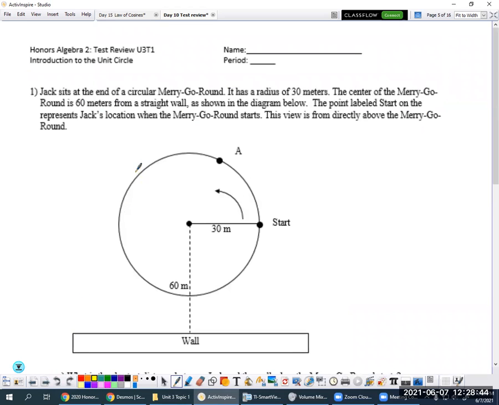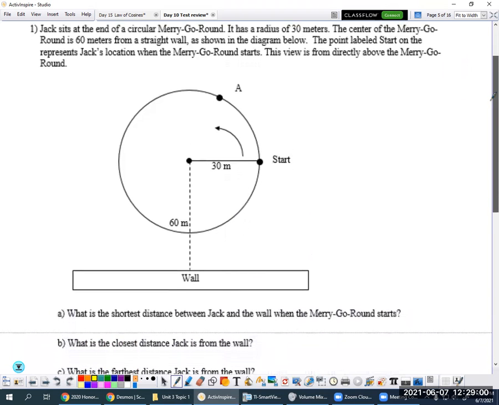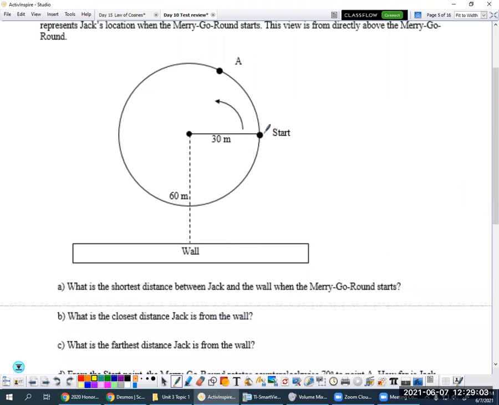Okay, so take a moment, pause the video, and read and try this problem about Jack and the merry-go-round. Okay, you should have paused the video and worked on it on your own. And the first question is, what is the shortest distance between Jack and the wall when the merry-go-round starts? Well, obviously, it's this distance right here, which is 60 meters. What is the closest distance from Jack to the wall? Well, if I take those 60 meters, center to the wall, and I subtract the radius, I get 30 meters.